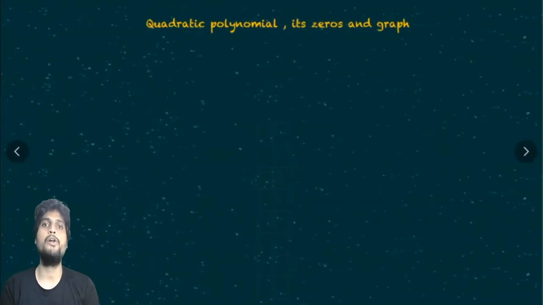Let's see quadratic polynomials, their zeros and their graph. So zeros, as we saw, are the roots.